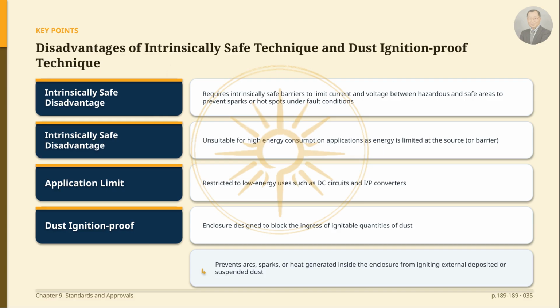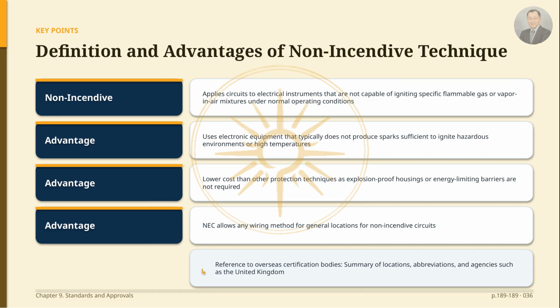Next, the dust ignition-proof technique results in an enclosure that will exclude ignitable amounts of dusts. This enclosure ensures that arcs, sparks, or heat generated inside the enclosure do not cause ignition of exterior accumulations or atmospheric suspensions of a specified dust on or near the enclosure. I would like to introduce the definition and advantages of the non-incentive technique.